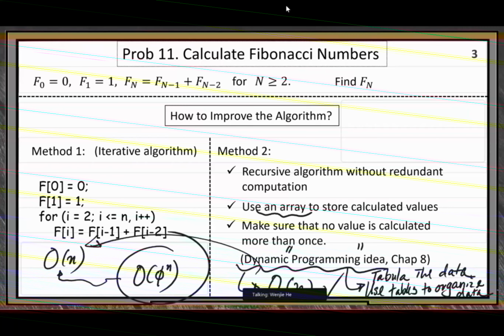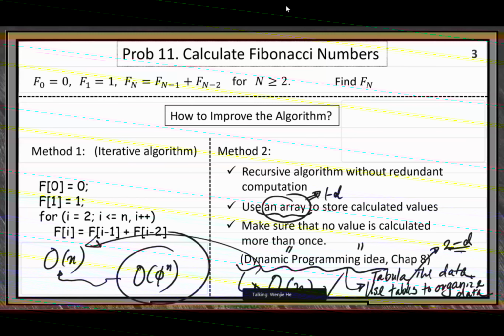But this problem is very simple, so we use an array to organize our data, not a table. Because an array is 1D, a table is 2D, right? When we talk about a table, it's 2D. So this array is a 1D data structure, and a table is a 2D data structure. But 1D, 2D, not that important. It is just some data structure to organize data.